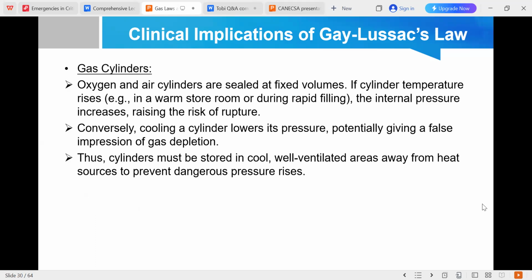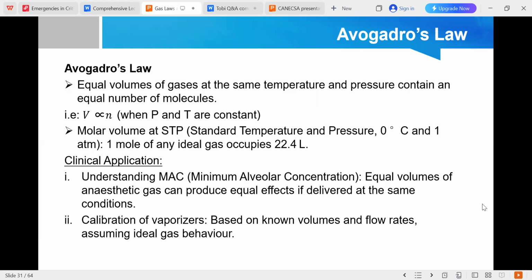So this is important, especially with our gas cylinders. We mentioned this, all right? Most cylinders contain a fixed volume of gases. So if the cylinder temperature increases, the internal pressure of the gas will also increase, leading to the risk of rupture. And the converse is the same. So cylinders must be stored in cool, well-ventilated areas away from heat sources to prevent dangerous pressure rises and explosion from rupture of the gas cylinders.